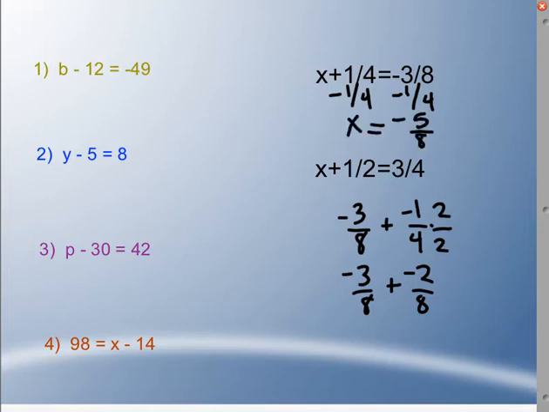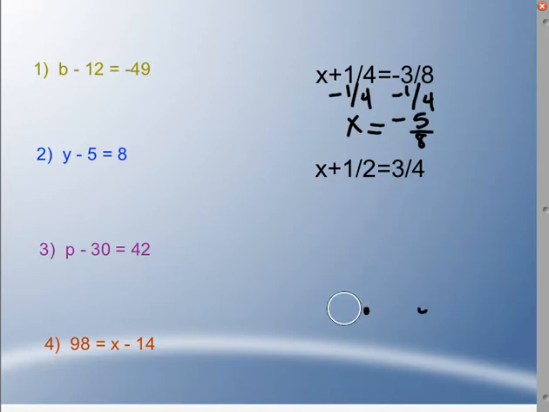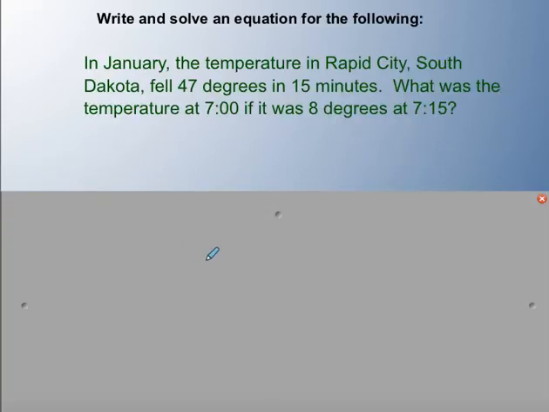That equals x. I could do the same with x plus 1/2 equals 3/4. I'll give myself a little bit of space, and we subtract 1/2, but I have to get common denominators. That's the same as 2/4, which means that 1/4 is my answer for x. So we can do it with fractions, we can do it with whole numbers, whatever we have. Subtracting a number, we add 12, we add 5, we add 30, we add 14. Whatever we do to one side, we do to the other.